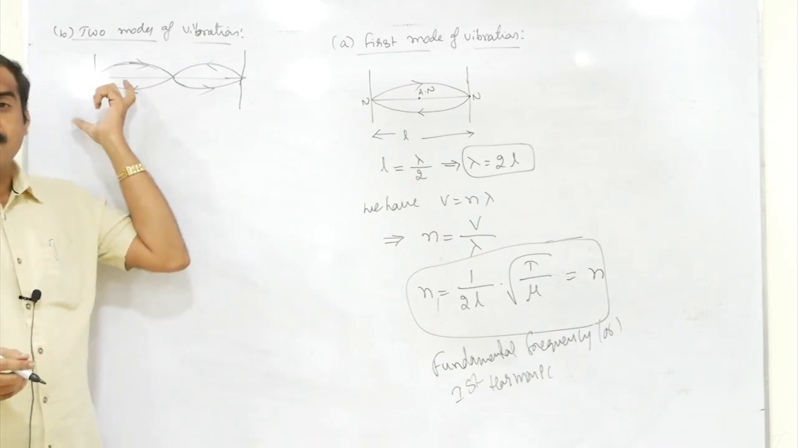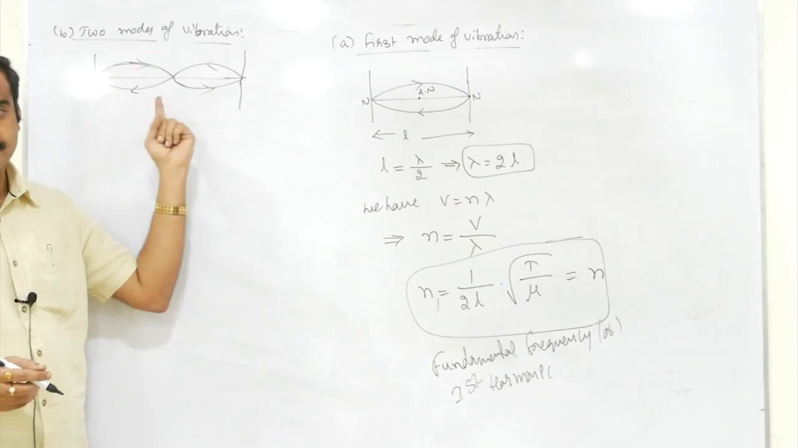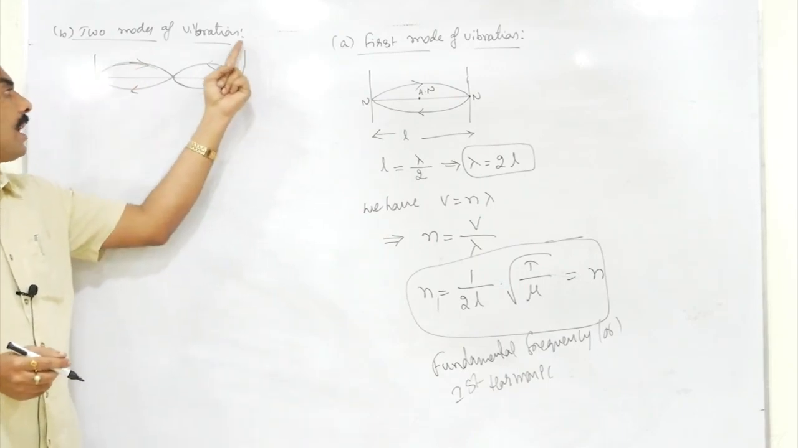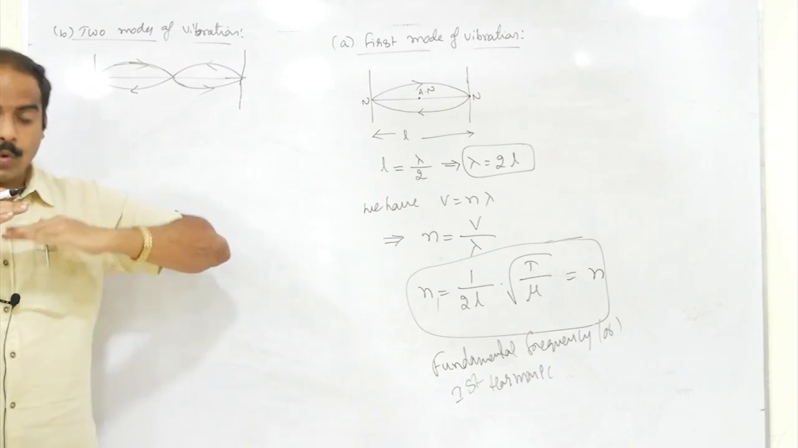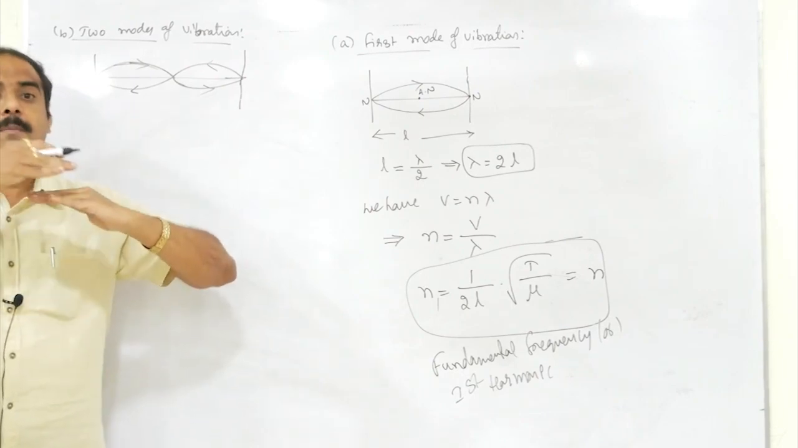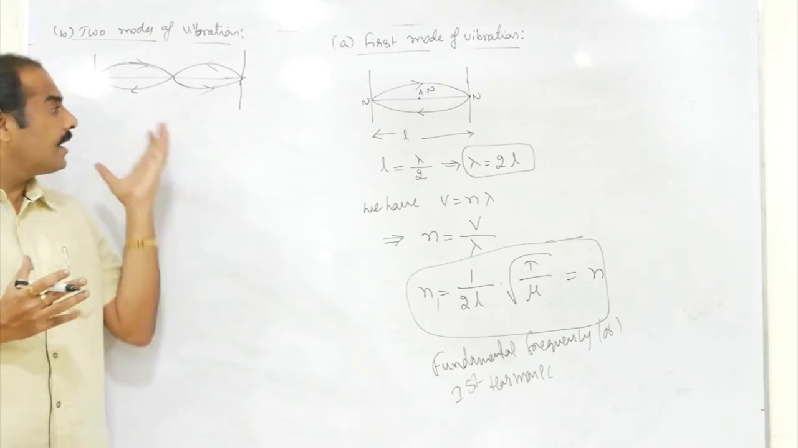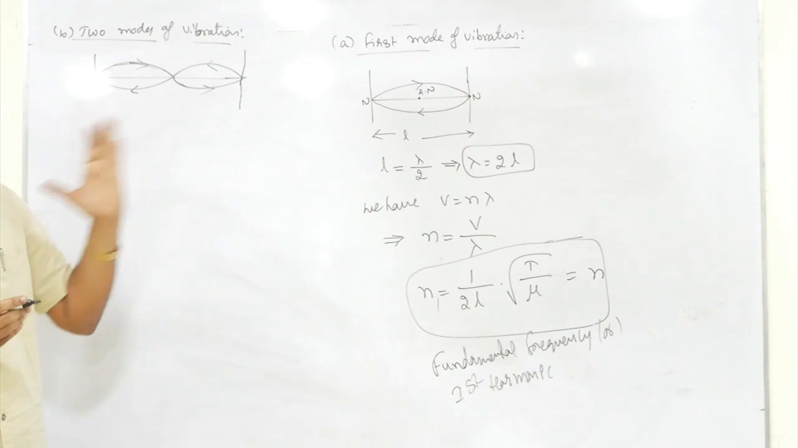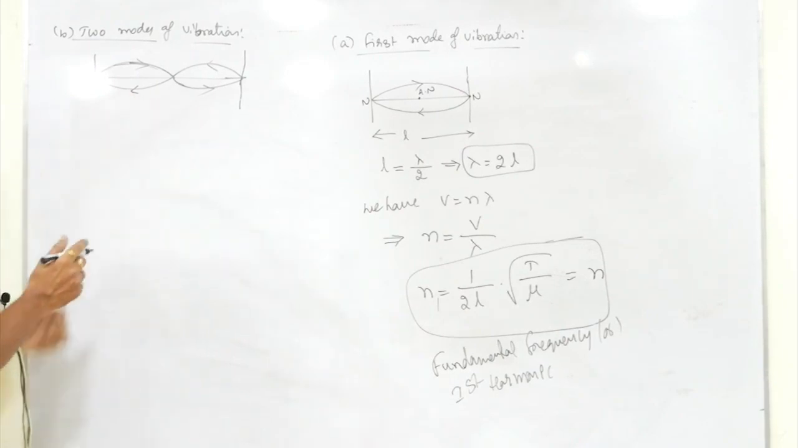Again, when you pluck the string, if it vibrates with 2 segments, this is the original wave. After reflection, it returns back. Both the waves, the original wave and the reflected wave, superimpose on each other and produce a stationary or a standing wave.